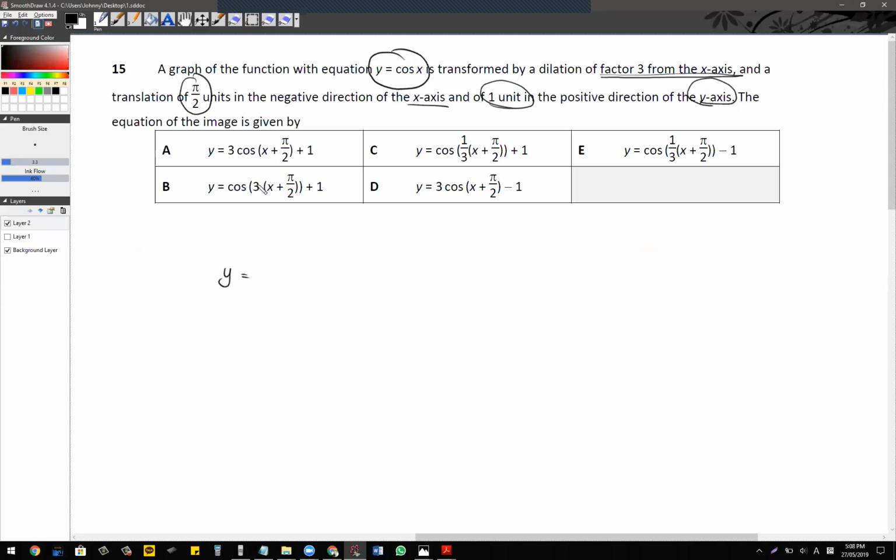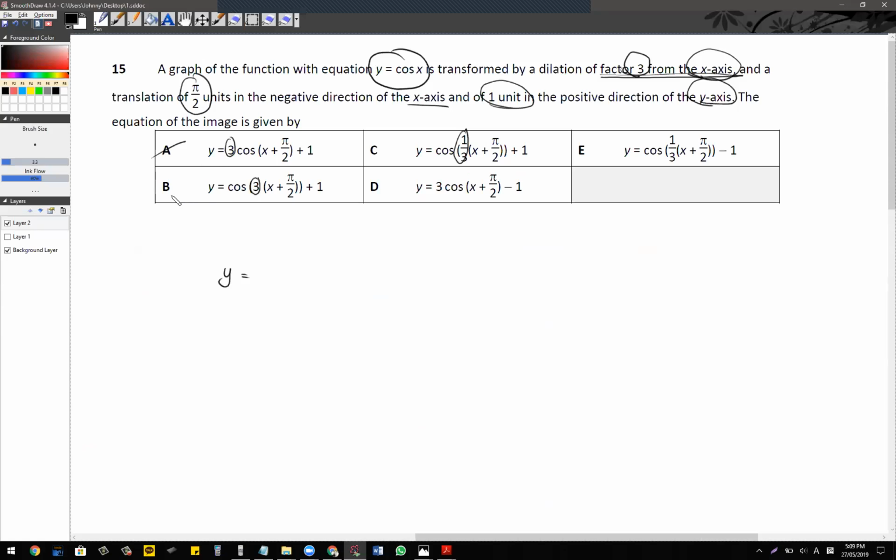First of all, should we have 3 here or 1 on 3 here? 1 on 3. That's right. For dilation in the x direction by 3, you need to have 1 on 3. But if it was y, it would just be 3. If it's y, then you just have 3 on the outside, like this. So this is dilation by 3 in the y direction. So I don't think there is any dilation in the y direction, so cancel that out.